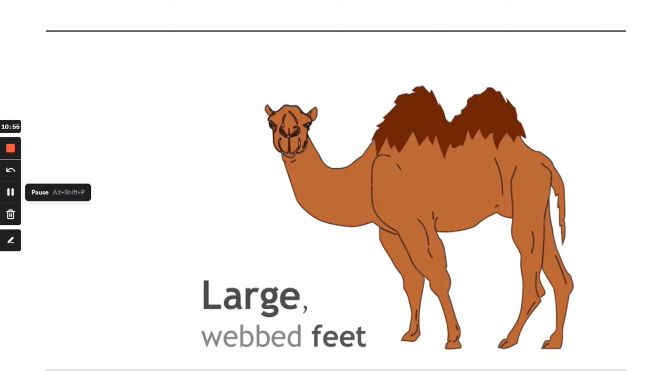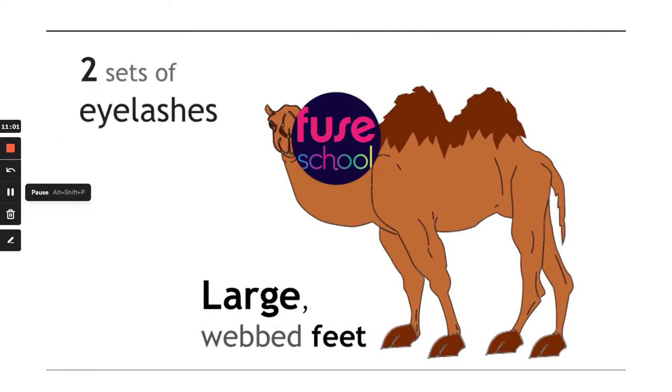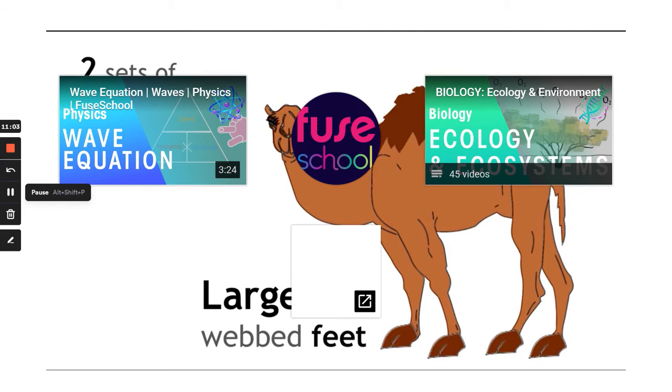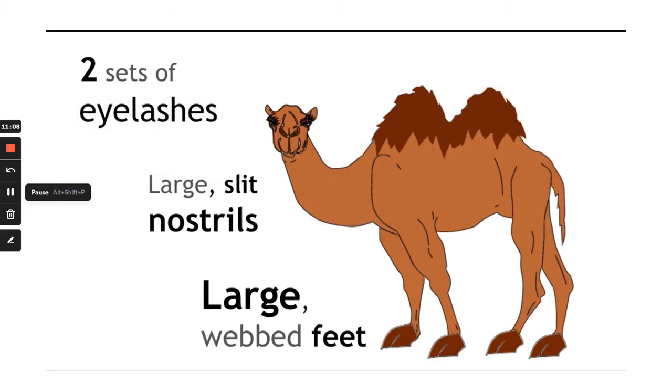Camels have adapted to have very large flat feet to spread their weight on the sand, and skin between their toes helps to stop them sinking. They also have 2 sets of eyelashes and large slit-like nostrils to keep the sand away from their face.